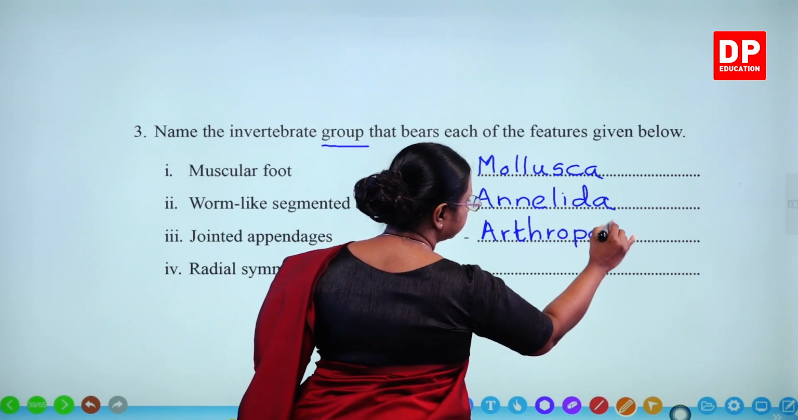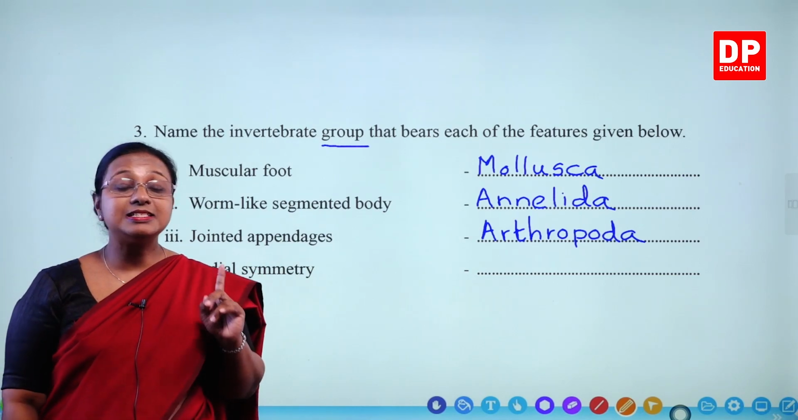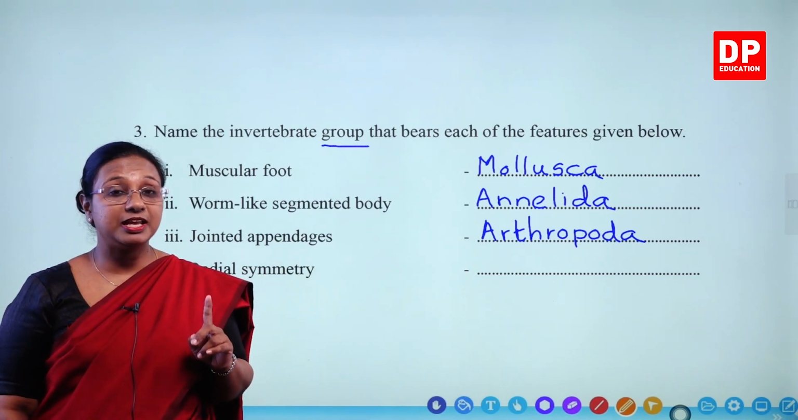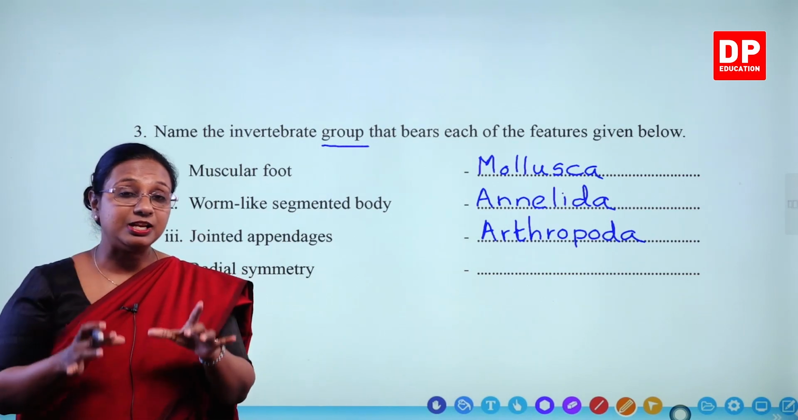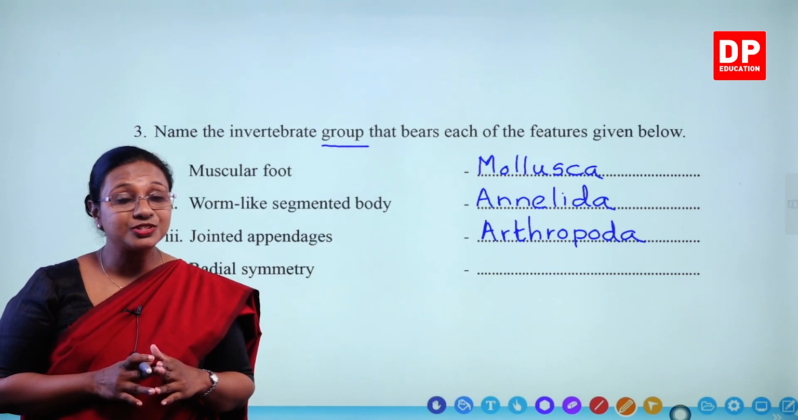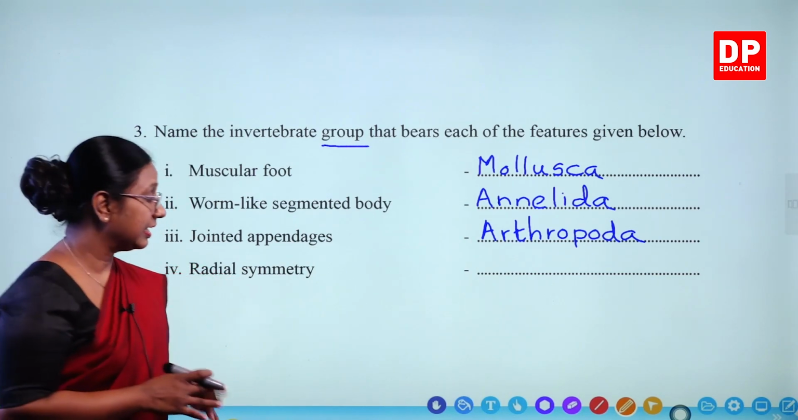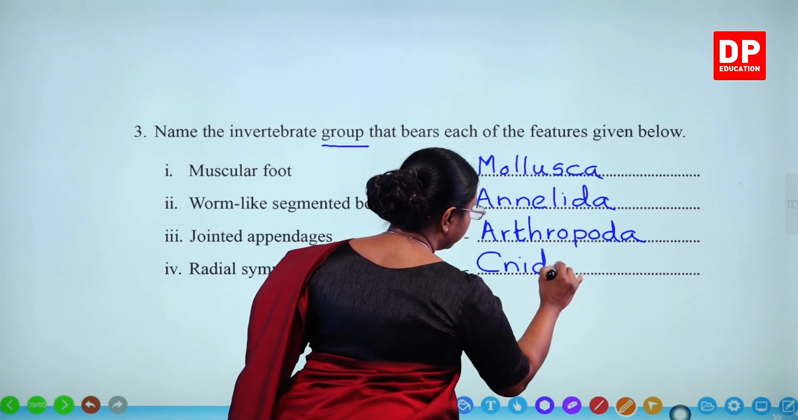Arthropoda. Then we have radial symmetry. You know the meaning of radial symmetry: many axes of symmetry. So they need to have a cylindrical-like body. What are those? The Cnidarians. Cnidaria.